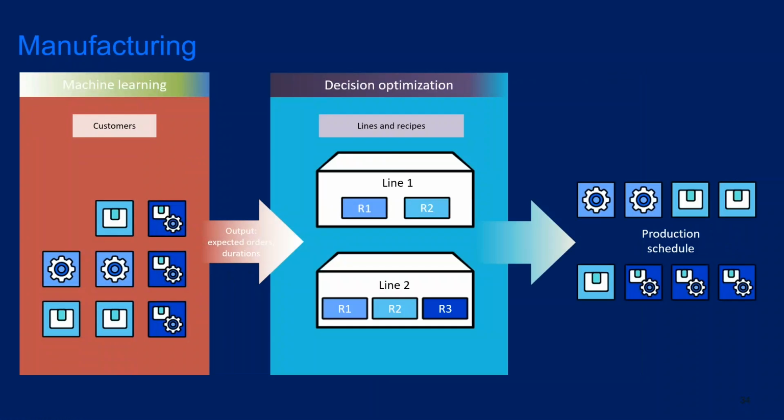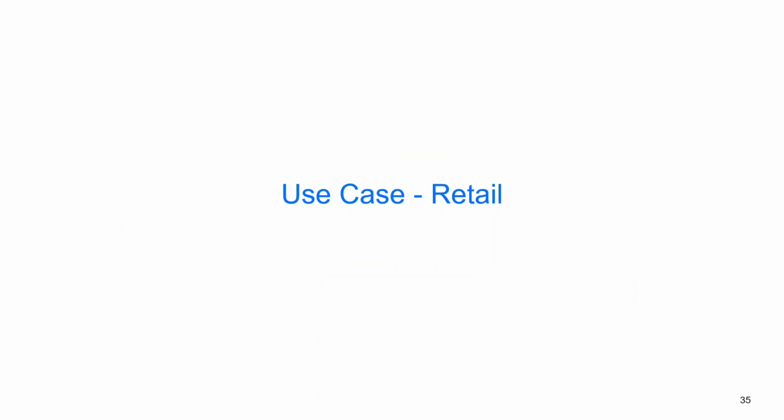And of course, in manufacturing, you have your customers, correct? And you have the order durations, and then you have lines and the recipes, and you have line 1 and line 2, and you create a production schedule again. There are many applications today for optimization in preventive maintenance: which line is going to break, and you don't want to have disruptions.